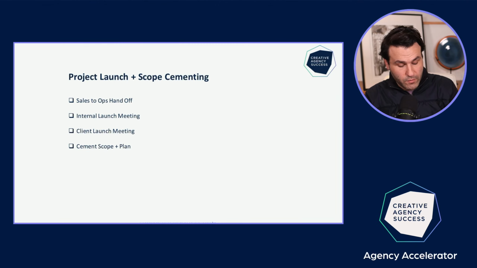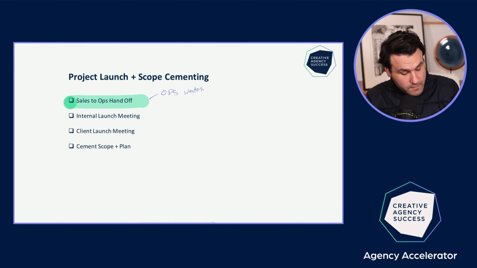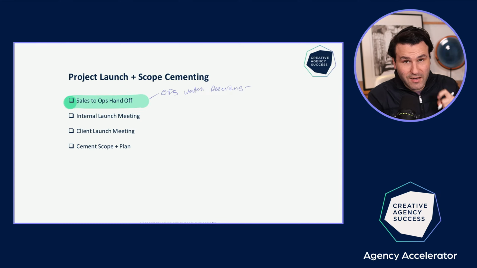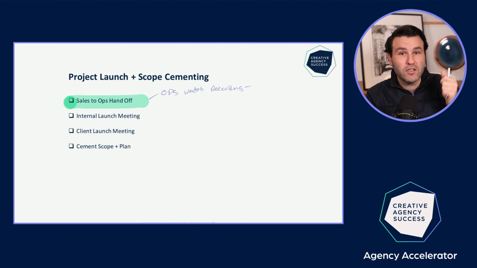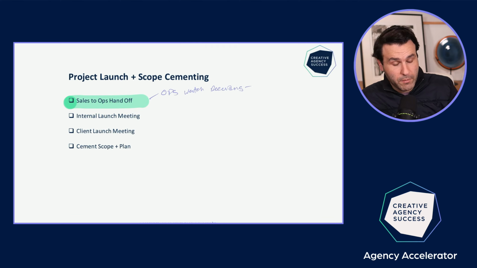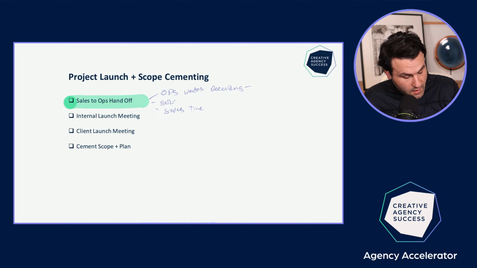So let's start with the initial piece, the impactful piece of cementing the scope. We want to make sure that there's a sales to ops handoff. Typically speaking, you're going to want to have the ops team watch the recordings of the sales calls, so they understand exactly what was promised, what expectation was set, so that everyone's on the same page. It's also helpful for the client to feel like they're not having to repeat everything about themselves and that you already know them. And then ultimately have that documented SOW and the sales budget, the total time, and what success looks like financially for this project.